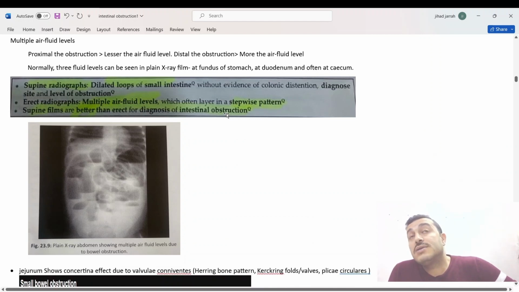What should I order, supine X-ray or erect X-ray? The most sensitive for seeing dilated bowel loops is actually the supine X-ray. We prefer the supine X-ray. It shows us dilated loops, while the erect radiograph can show us the air fluid levels. If we have to start with the best technique, we start with supine and then go for erect. In the supine film we see the dilated loops of small bowel.